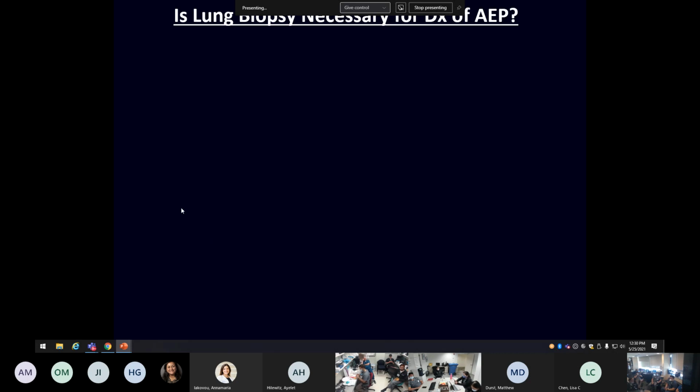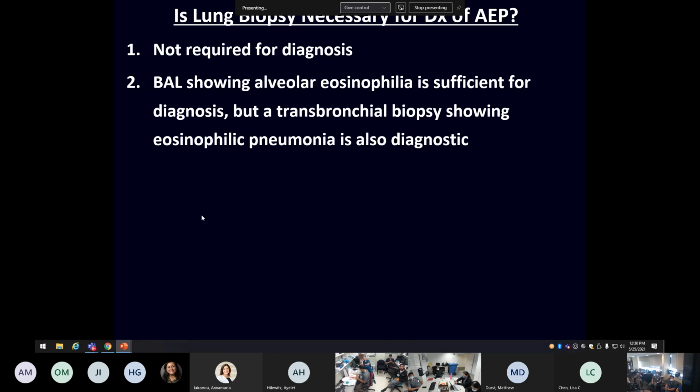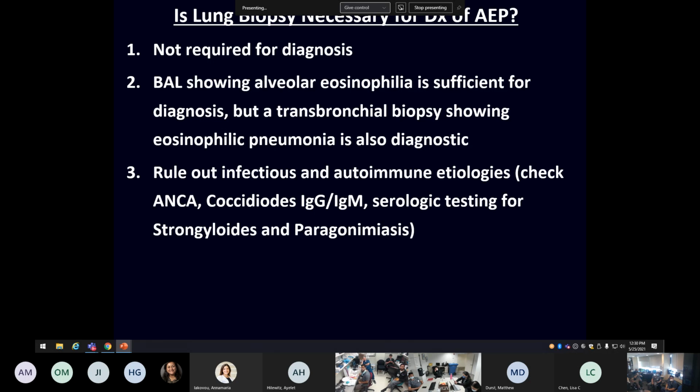And the answer is no, it's not necessary. A BAL showing alveolar eosinophilia is sufficient for diagnosis, but the transbronchial biopsy will show eosinophilic pneumonia. And you just want to make sure you rule out the other infectious and autoimmune etiologies. Treatment, we talked about. It's very simple.